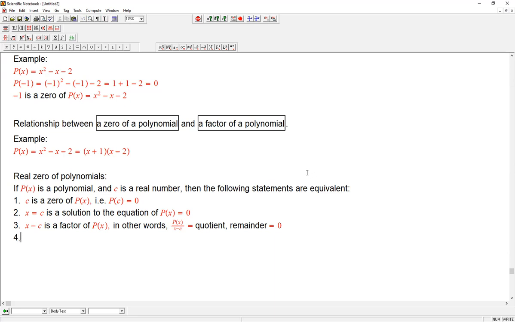Number 4, C is an x-intercept. I would say C comma 0 is an x-intercept of the graph of P of X.